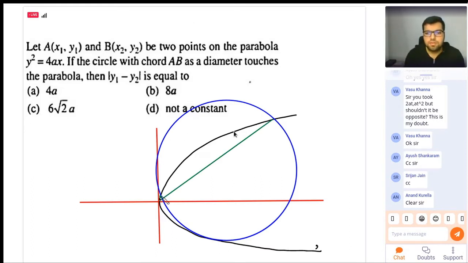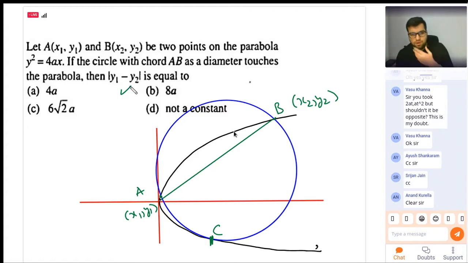So you can say these are the 2 points, A and B. Okay, this is x2 comma y2. This is x1 comma y1. AB is the diameter. We drew a circle, and the property of this circle is that it touches the parabola at point say C. So you have to find out what the value of this is, or if it is not a constant. Okay, let me give you another hint.